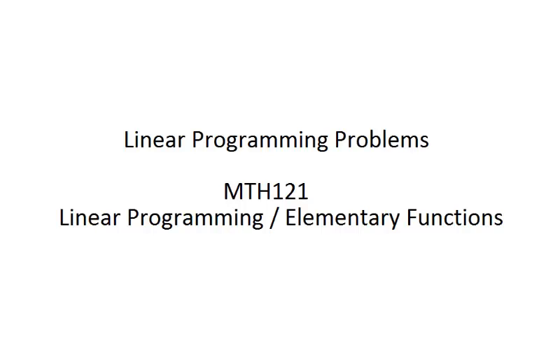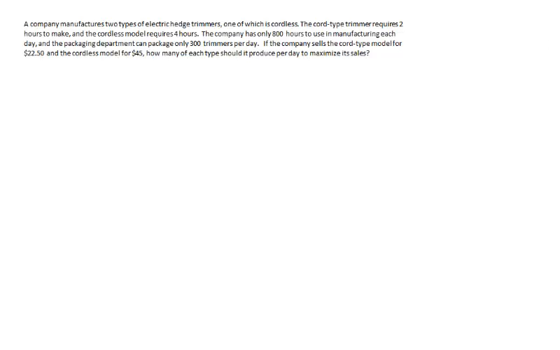In this video, we're going to take a look at linear programming problems. And in my first example, I have a company that manufactures two types of electric hedge trimmers, one of which is cordless. The cord type trimmer requires 2 hours to make. The cordless model requires 4 hours to make.